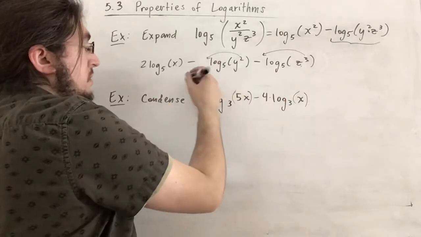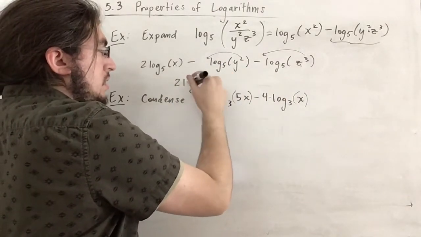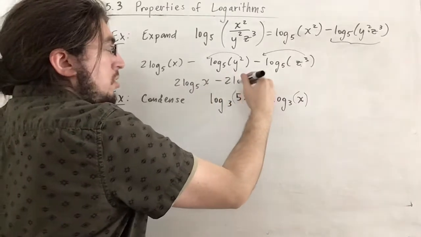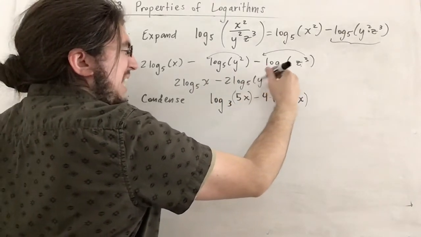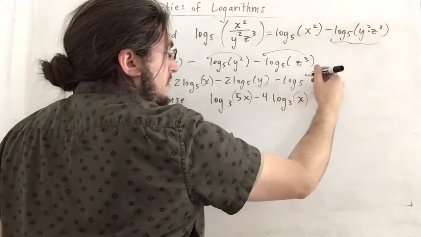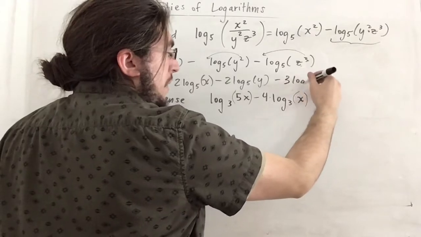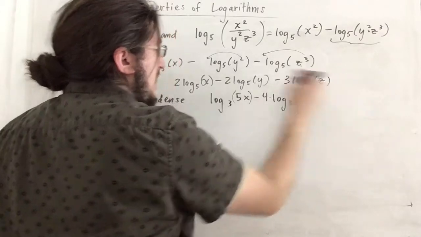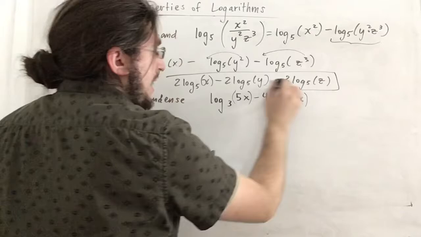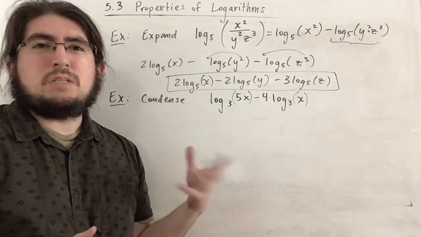So our final answer then is 2 log base 5 of x minus 2 log base 5 of y minus log base 5 of z. I forgot the 3. There's a 3 in front, of course. 3 log base 5 of z. There we go. And yeah, if you do this a few times, you'll kind of notice a pattern, and I'll just tell you what the pattern is.